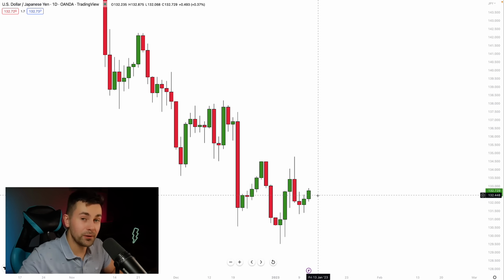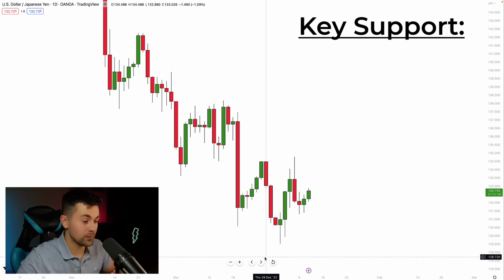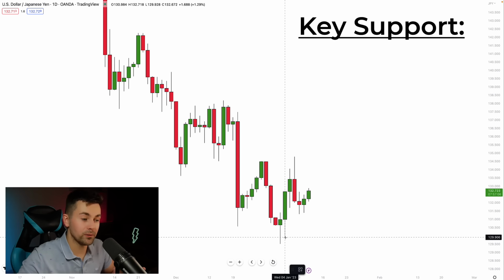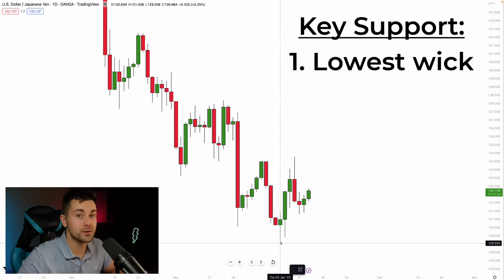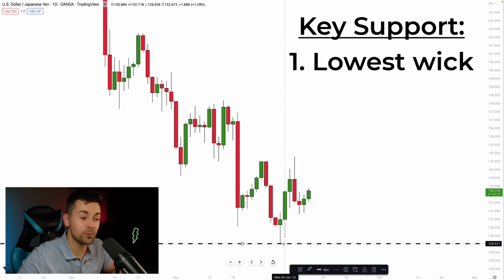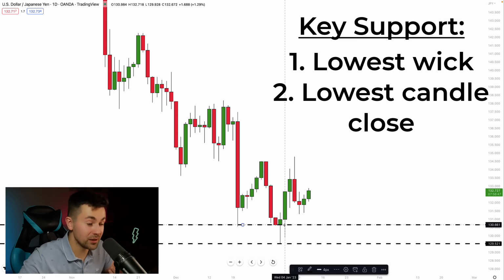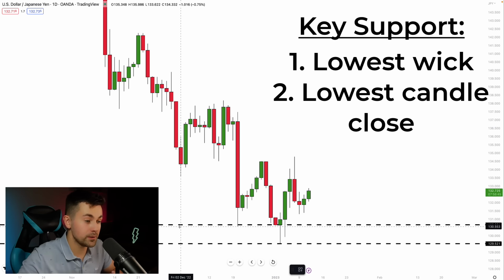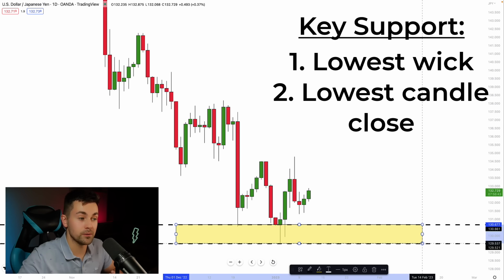So the point is that we have a key support and key resistance. In order to draw a key support, you spot the lowest wick, yes, the lowest point within that structure, and it is the lower boundary of that structure. The upper boundary of the support is the lowest candle close, right? So here is your key support.